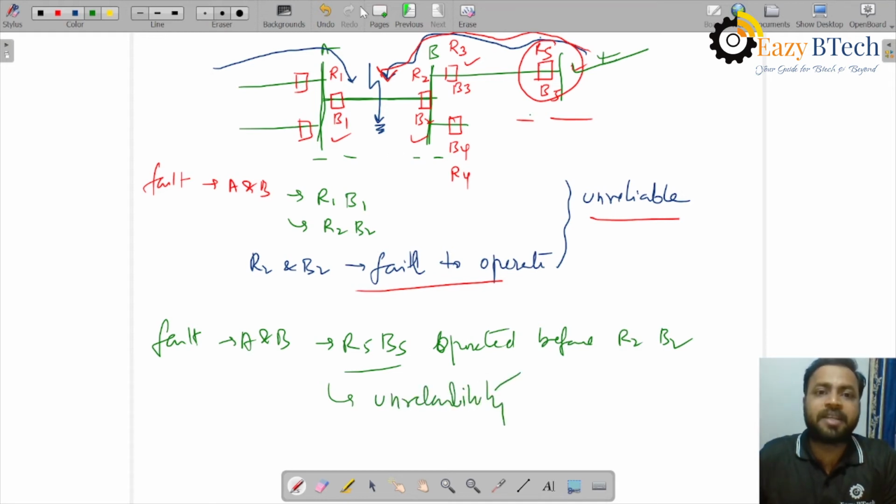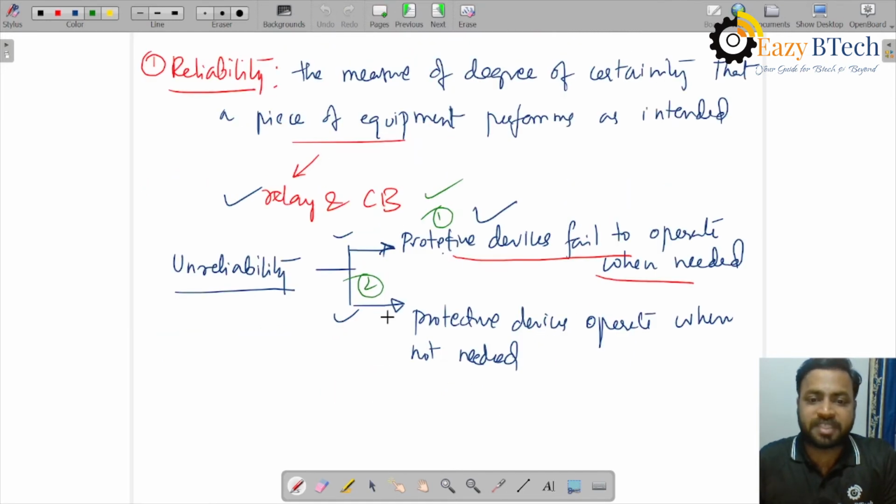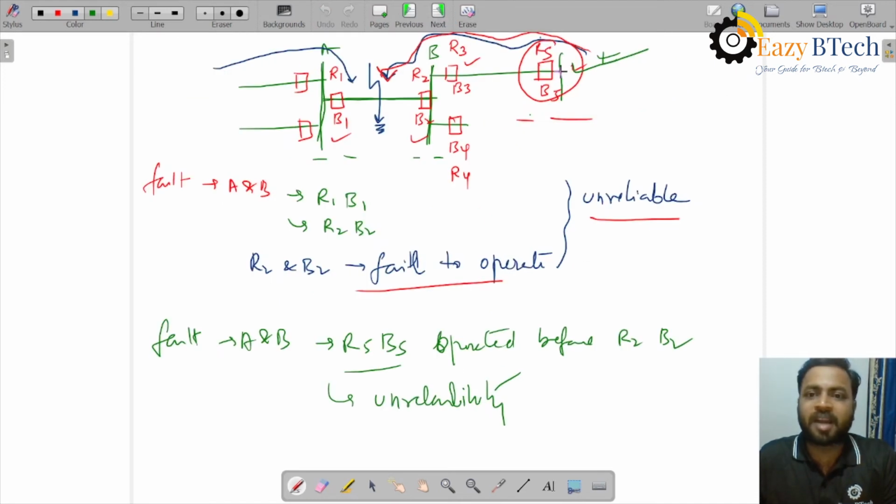Here unreliability is because of the second reason. Protective devices operate when not needed. Here R5 and B5 should not operate before R2 and B2, but they have operated before R2 and B2, and they have isolated the fault.